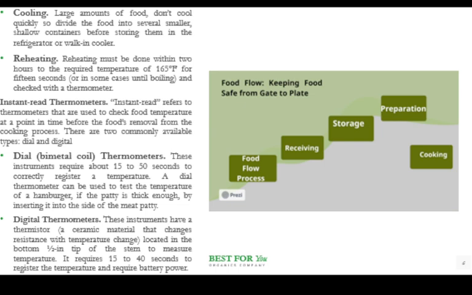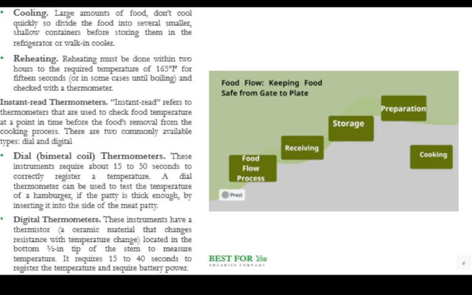Instant-read thermometers are the thermometers used to check food temperature at a point in time before the food's removal from the cooking process. They do not remain in the food during cooking. There are two commonly available types: dial and digital thermometers.